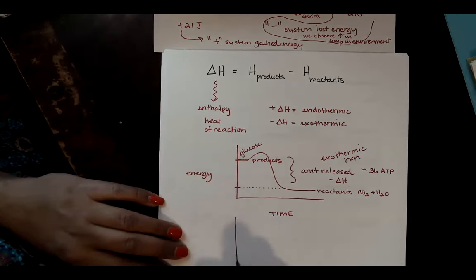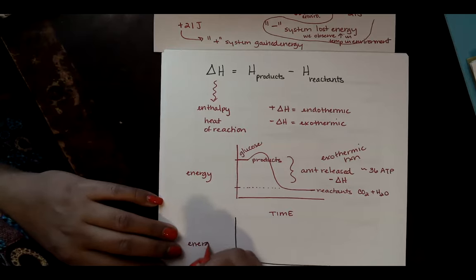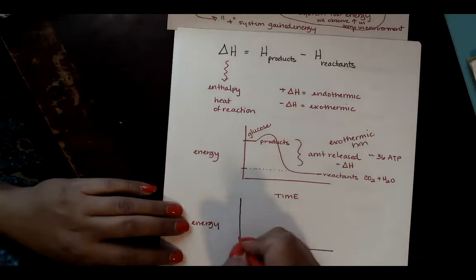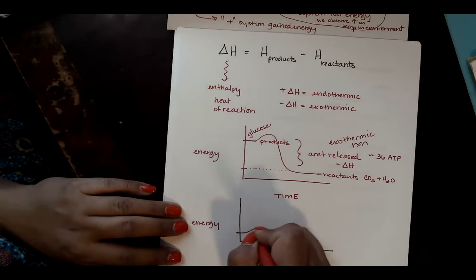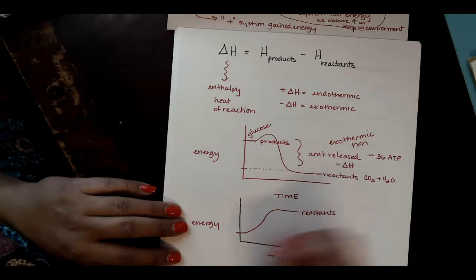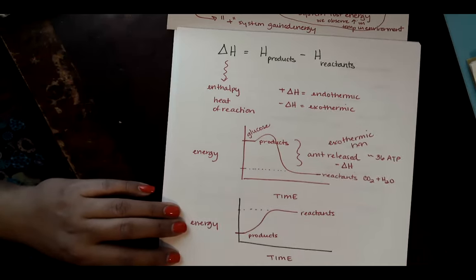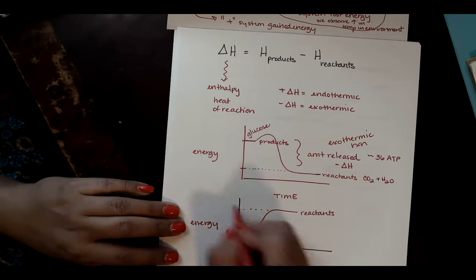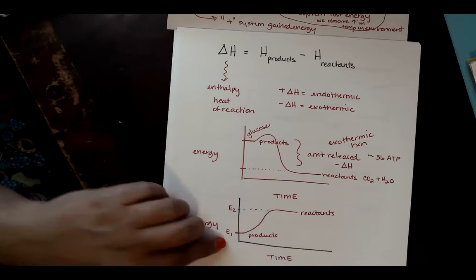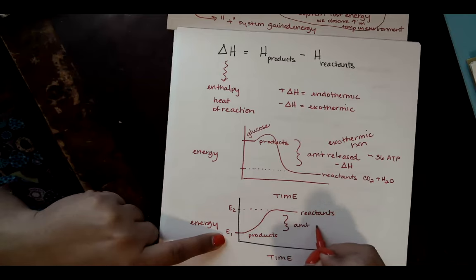Whereas if you compare that to an endothermic reaction, same diagram, energy over time, here are your products, and here are your reactants. There's some energy level here. So you have E1, just calling that energy one, energy two. If your products have more energy than your reactants, then this change in energy here is the amount of energy absorbed.